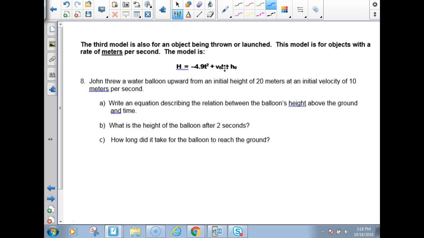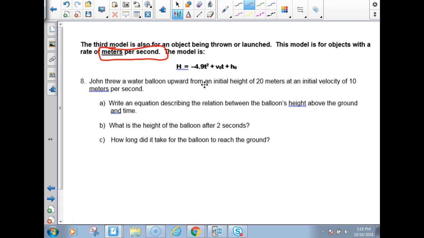Number 8. Oh, something has changed. What's changed? Why is this number not negative 16 anymore? There is a reason. Now we're talking about meters. So that's all that changed. If the problem's in meters, then you need negative 4.9 there. If it's in feet, then it's negative 16.